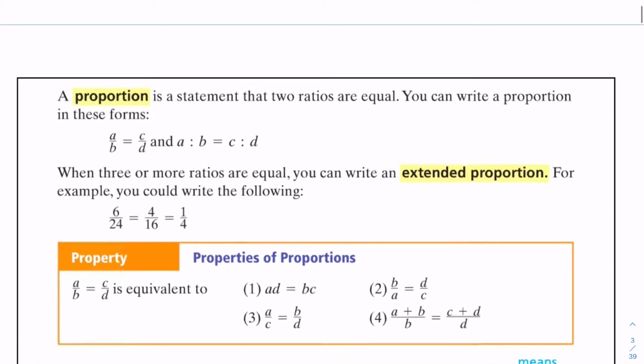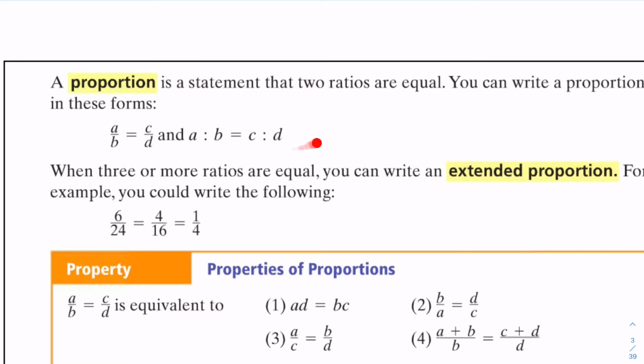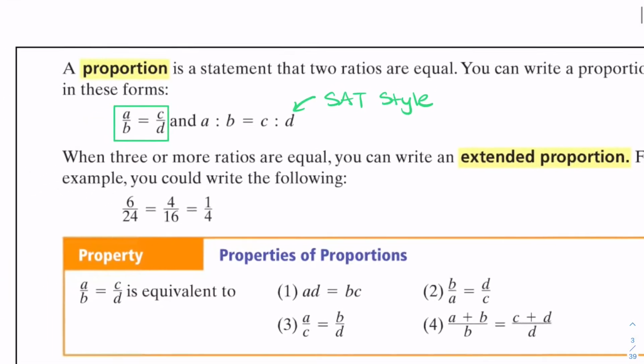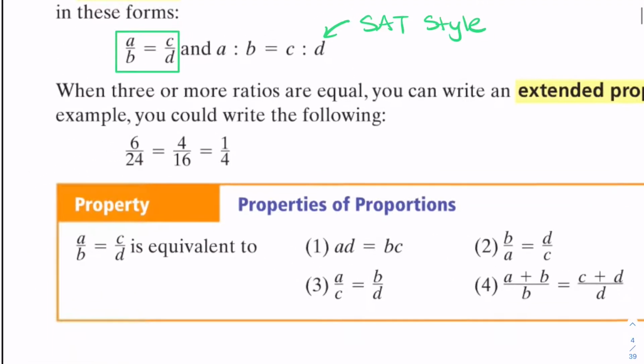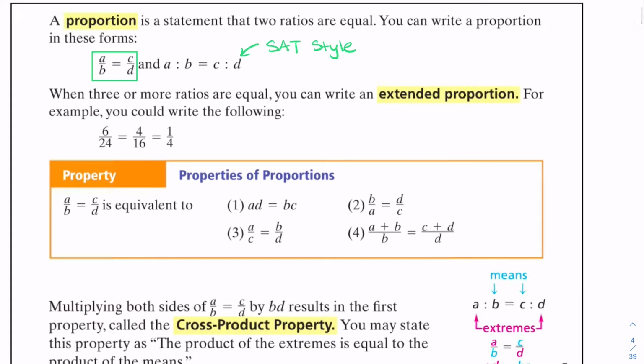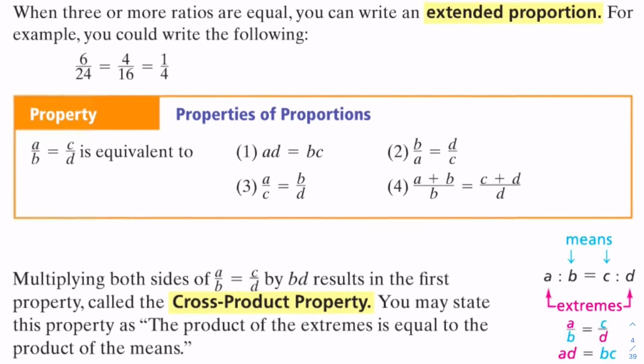So here's a proportion statement. Again, it's rewritten. You can write it. We're going to write them as fractions. So let's just circle this. We're going to write them as fractions. We're not going to necessarily represent them like this, but I've seen on practice SATs. So this is SAT style sometimes, not always, but I often see them on like practice SATs like that. There's an example of an extended proportion here, which I wrote above, and then here are some properties.